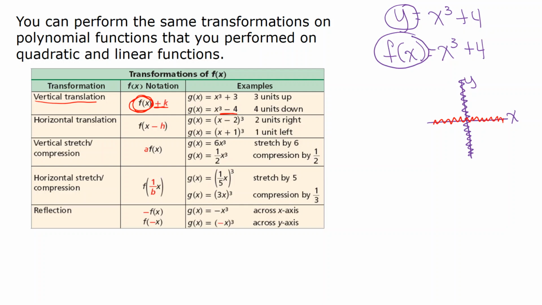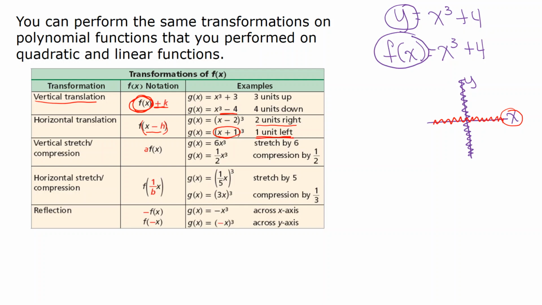For a horizontal translation, remember, horizontal is telling us about the x. So when something is snuggled up inside the parentheses with our x, we know that it's going to be a horizontal translation. And remember, horizontal is horrible. We kind of think if it says x minus 2 that we're going to end up going 2 units left, but actually we're going 2 units right. And when we see x plus 1, we're not going to the right, we're actually going to the left.